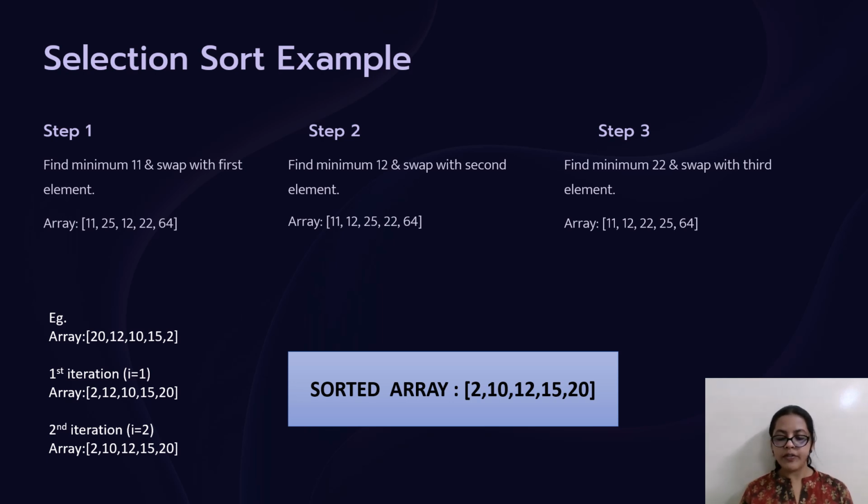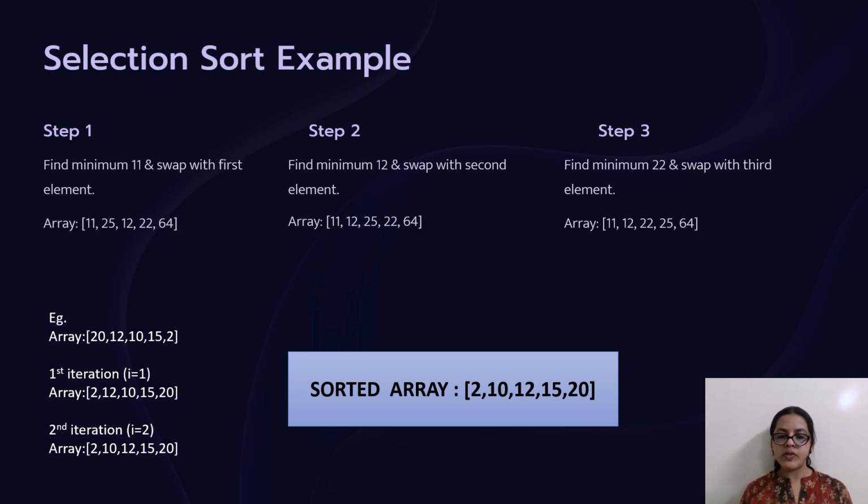So j becomes 5. So we will take a temporary variable t and we will store the value of a of i, which is 20. That will be equal to a of j, that is equal to 2. And finally, a of j is equal to t, that is 20. So the new array for i equal to 1 becomes 2, 12, 10, 15, and 20.